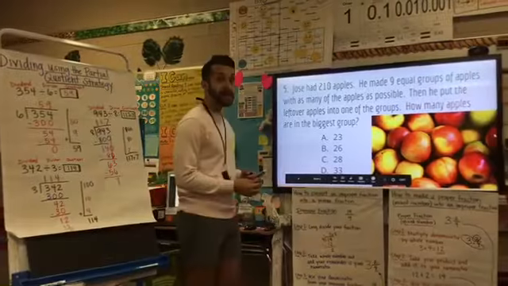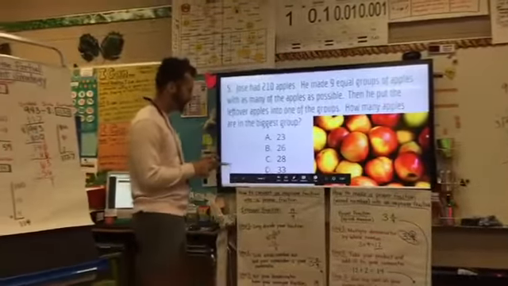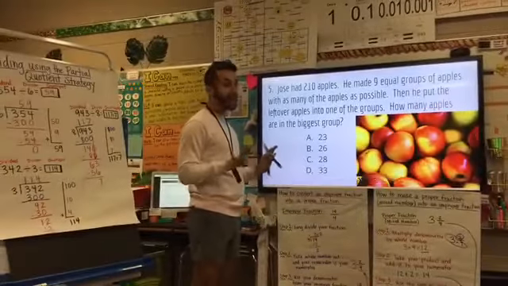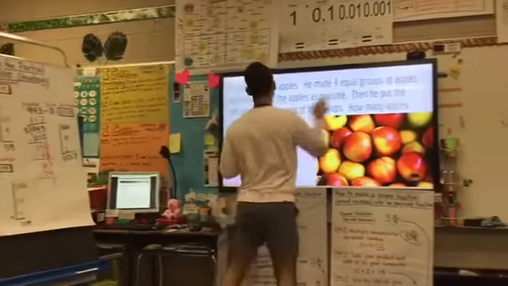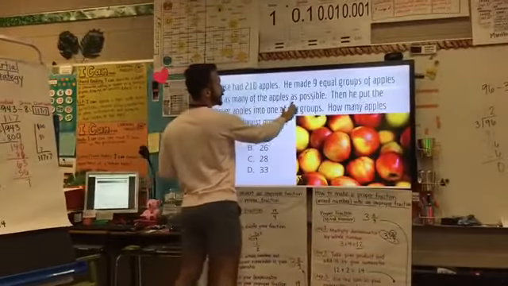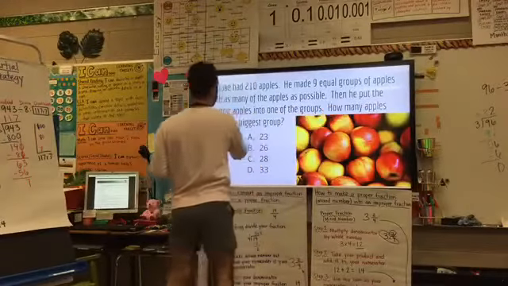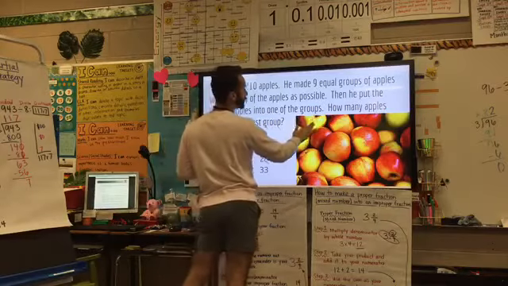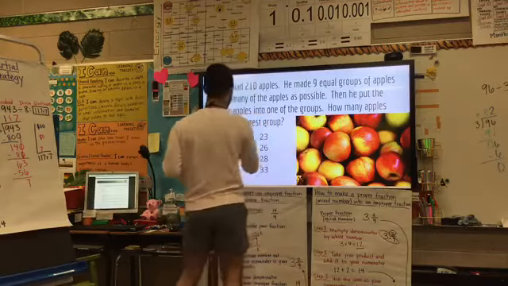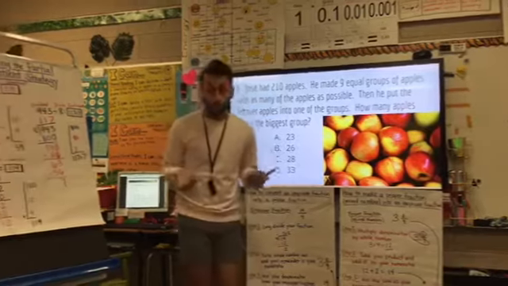All right, Jose had 210 apples. He made 9 equal groups of apples with as many of the apples as possible. Then he put the leftover apples into one of the groups. How many apples are in the biggest group? Whew, that's a lot right there.